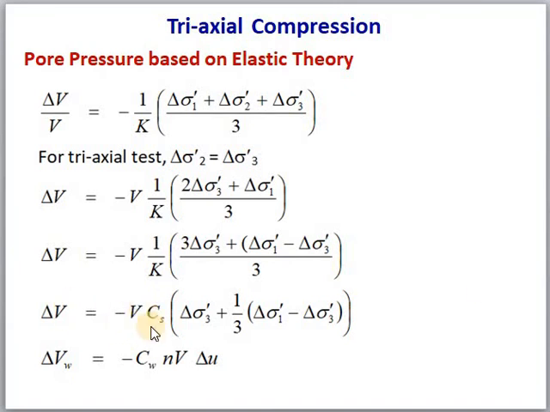So delta V equal to minus V into this, you know, it is Cs. That is, Cs is the reciprocal of the bulk modulus. So minus V Cs into delta sigma 3 dash plus 1 by 3 into delta sigma 1 dash minus delta sigma 3 dash. Now, you know that the change in volume of water is the volume compressibility of water multiplied by n into V into delta U. This is already the expression which we use for finding the pore pressure parameter.